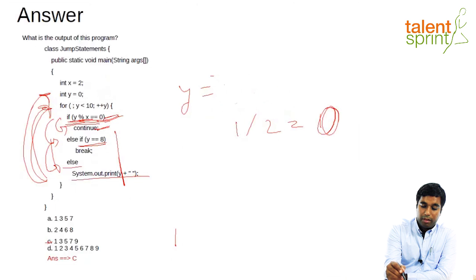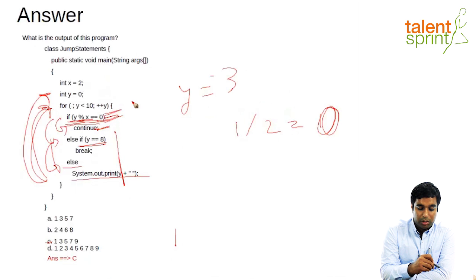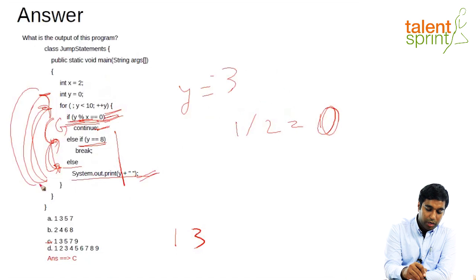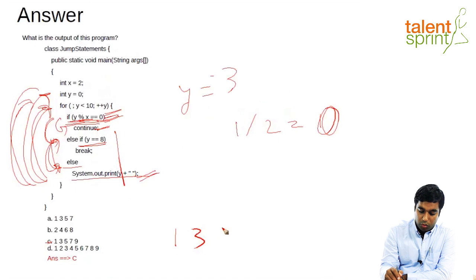Now y has become 3, right? Once y has become 3, this condition is false, correct? It goes to else if. Again, this condition is also false. So it is going to go to else, and in else it is going to print y. So the next number that it is going to print is 3. This is the way it is going to check again and again, and it is going to print 1, 3, 5, 7, 9.